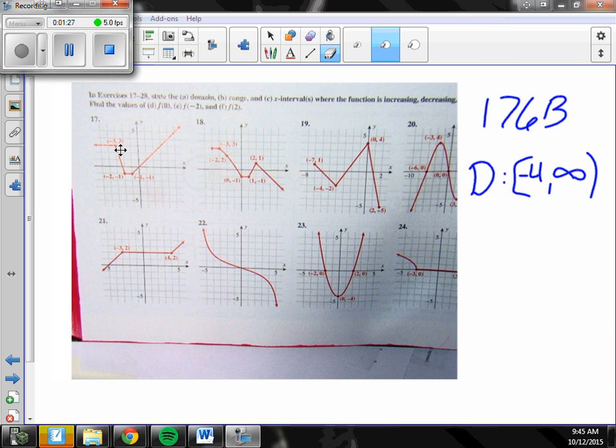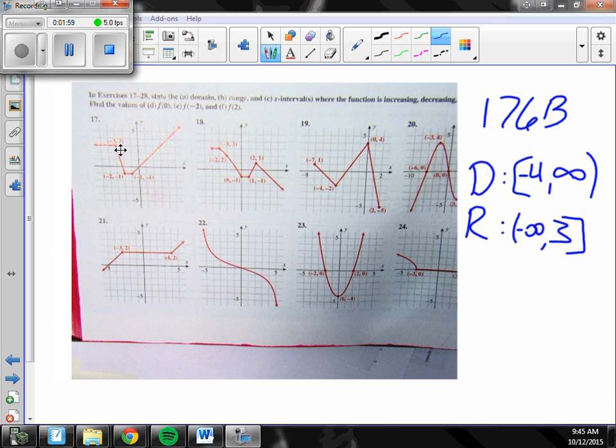Okay. The second part asks for the range. What is the range? Which y values are part of the graph? Everything from 3 down, but when we state intervals, we always state the small number first. So the smallest value is -infinity, and the largest value is 3. Is 3 a parenthesis or a bracket? It's a bracket. Do you guys remember how to do this?